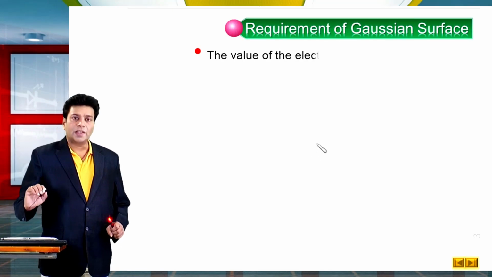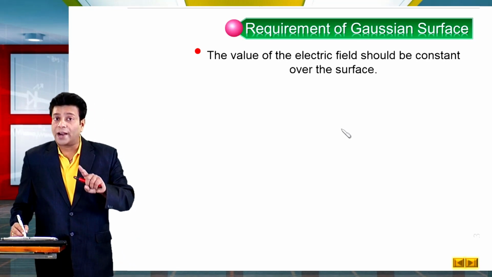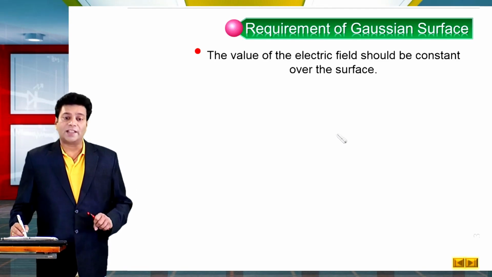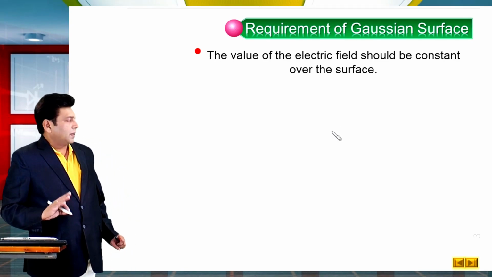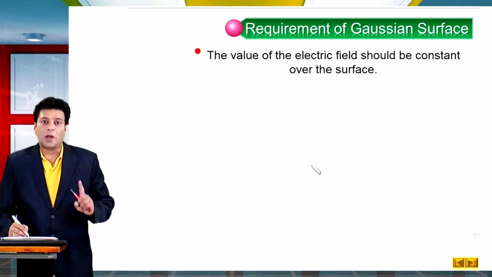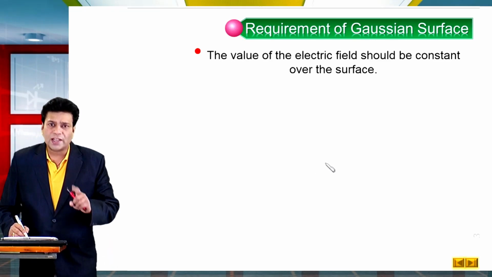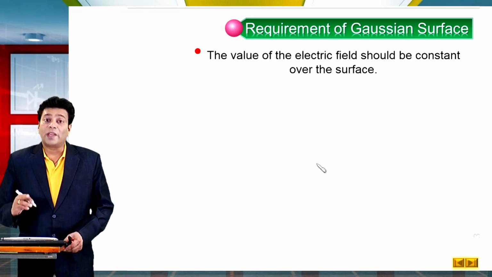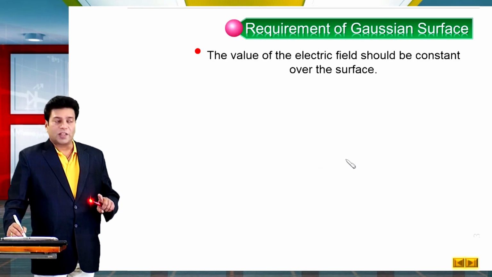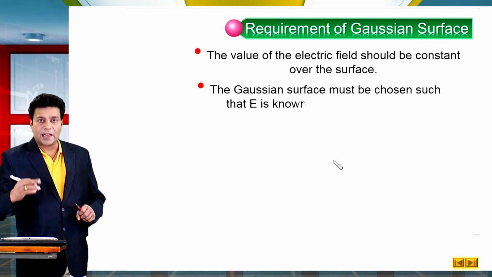So first point is this, or we can say the Gaussian surface must be chosen such that E has the same value at each and every point on that surface, right? It will make the calculation of E easy. Now second point, the Gaussian surface must be chosen such that E is known to be either parallel or perpendicular to each and every point of the surface. So second point is a very important point for calculating the electric field.